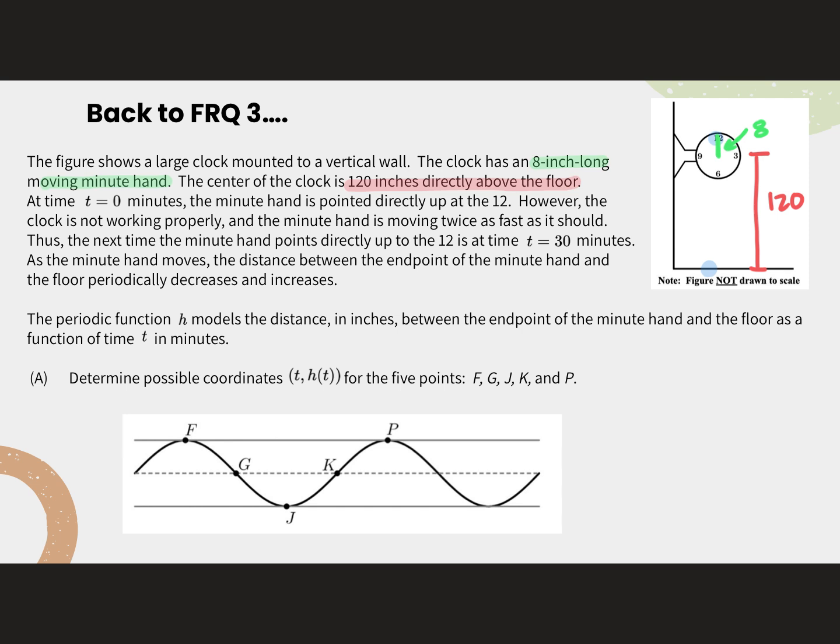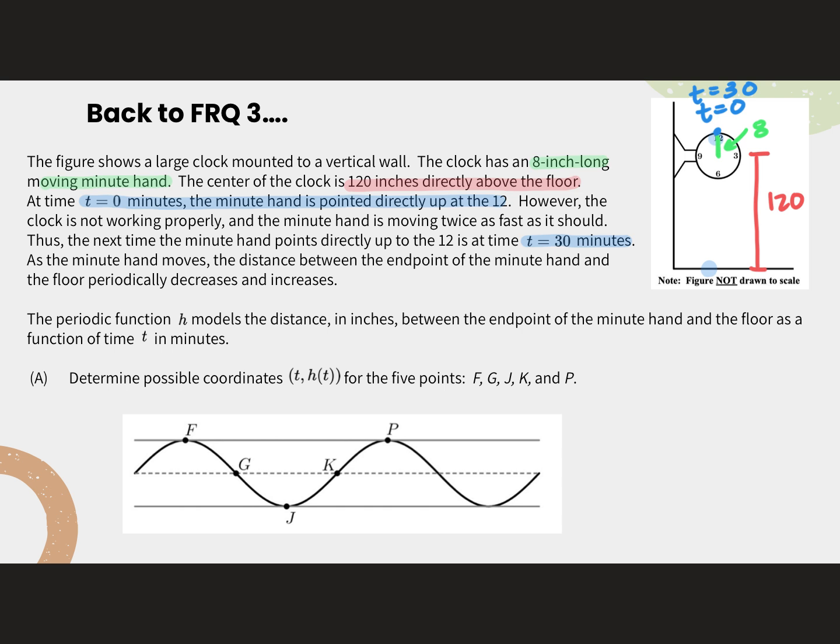Next, it says that at time t0, the minute hand is pointed directly up, as shown in the figure. So this could be time 0 when that height is at a maximum. However, the clock is not working properly, and the minute hand is moving twice as fast as it should. So the next time the minute hand points directly up at the 12 is 30 minutes later, at time t equals 30. So this would also be time 30 in the picture.